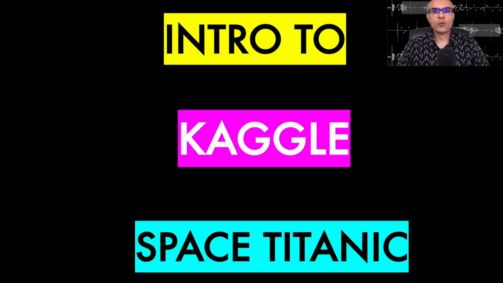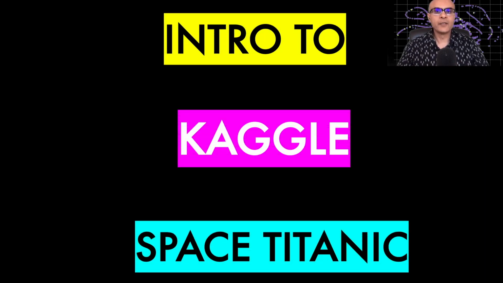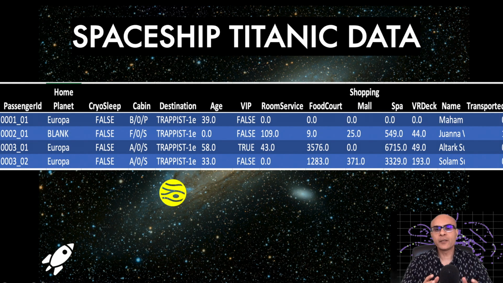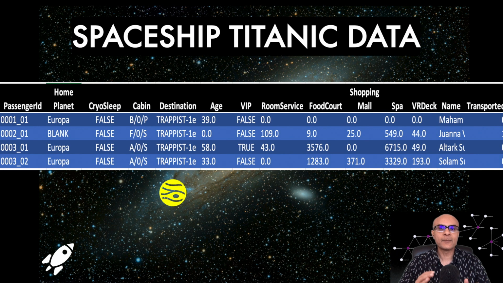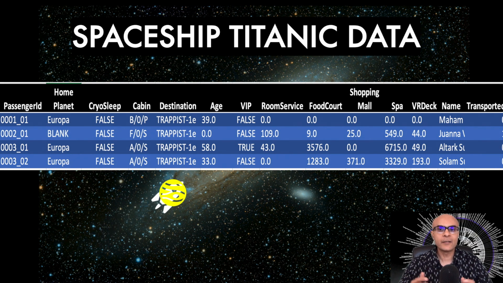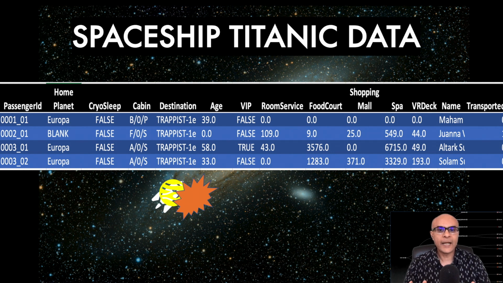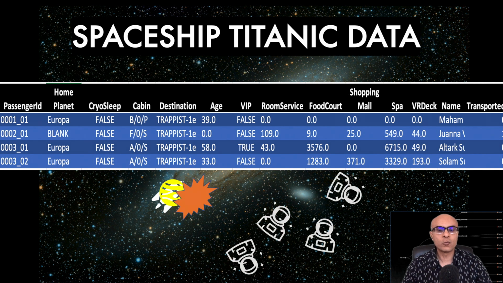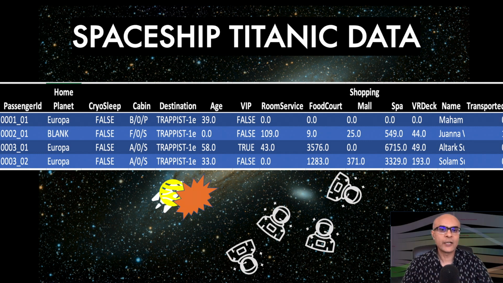Let me first introduce you to the Space Titanic machine learning competition, which is hosted by Kaggle.com. Now, this competition is based on a fiction story, and as per this fiction story, the spaceship Titanic was an interstellar passenger liner which got hit by a space-time anomaly. Now, though the ship stayed intact, almost half of the passengers were transported to an alternate dimension. The competition here is to predict which passengers got transported and which did not get transported.